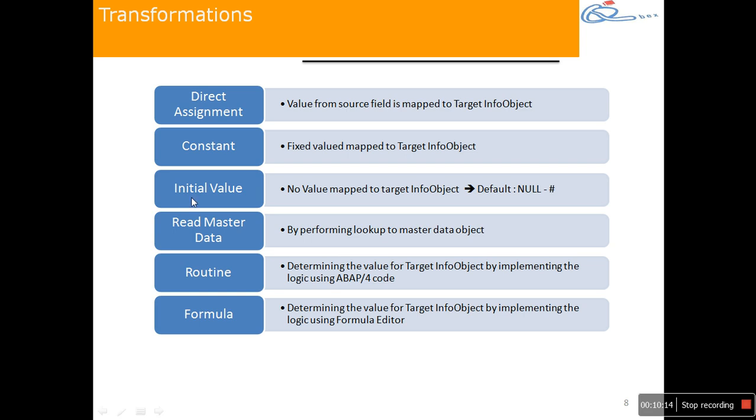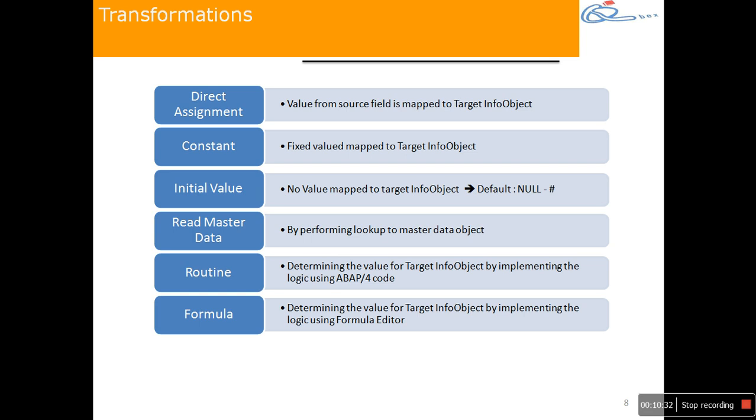Then initial value. Initial value means you are not feeding anything. I have a target characteristic info bit, but you are not feeding anything. So when you don't feed anything, it will be set as what? Initial value. When the mapping is not done, it will be set as initial value.